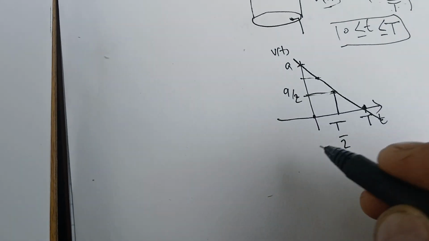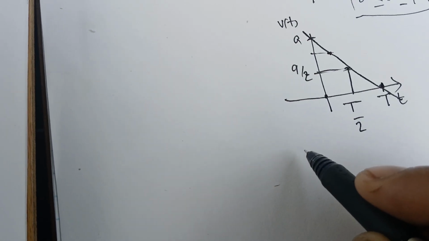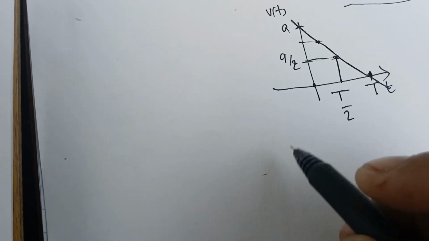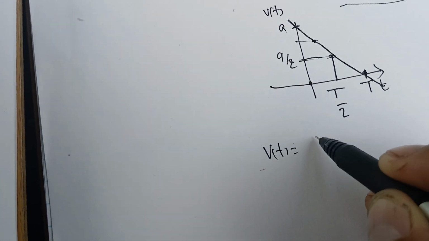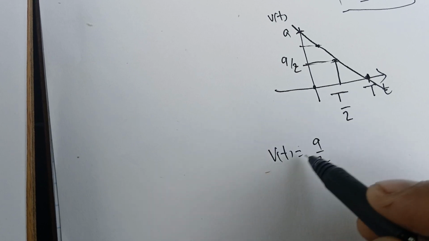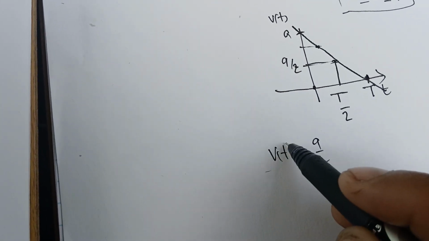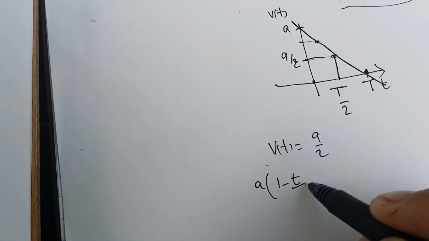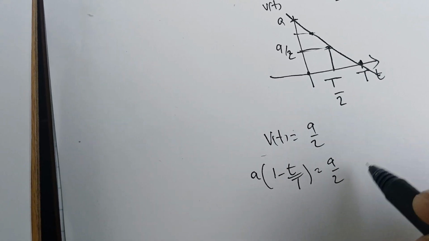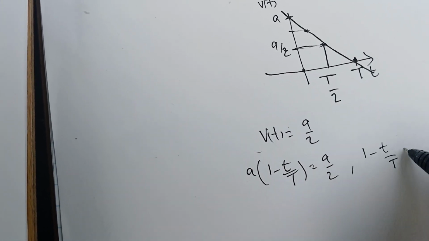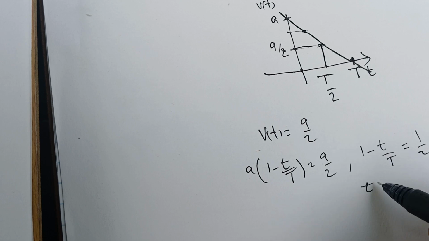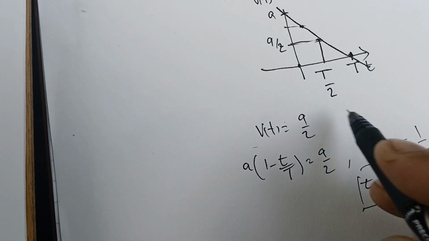To answer this question, we need to ask, at what time will half of the water be left in the tank? That means we need to solve V(t) equals A over 2. Since we have V(t) equals A times (1 minus t over T), it's A over 2. We can cancel A because it's positive, and we have 1 minus t over T is 1/2. We add t over T to both sides and subtract 1/2 from both sides, and we get t is equal to T over 2. And that's what we get here.